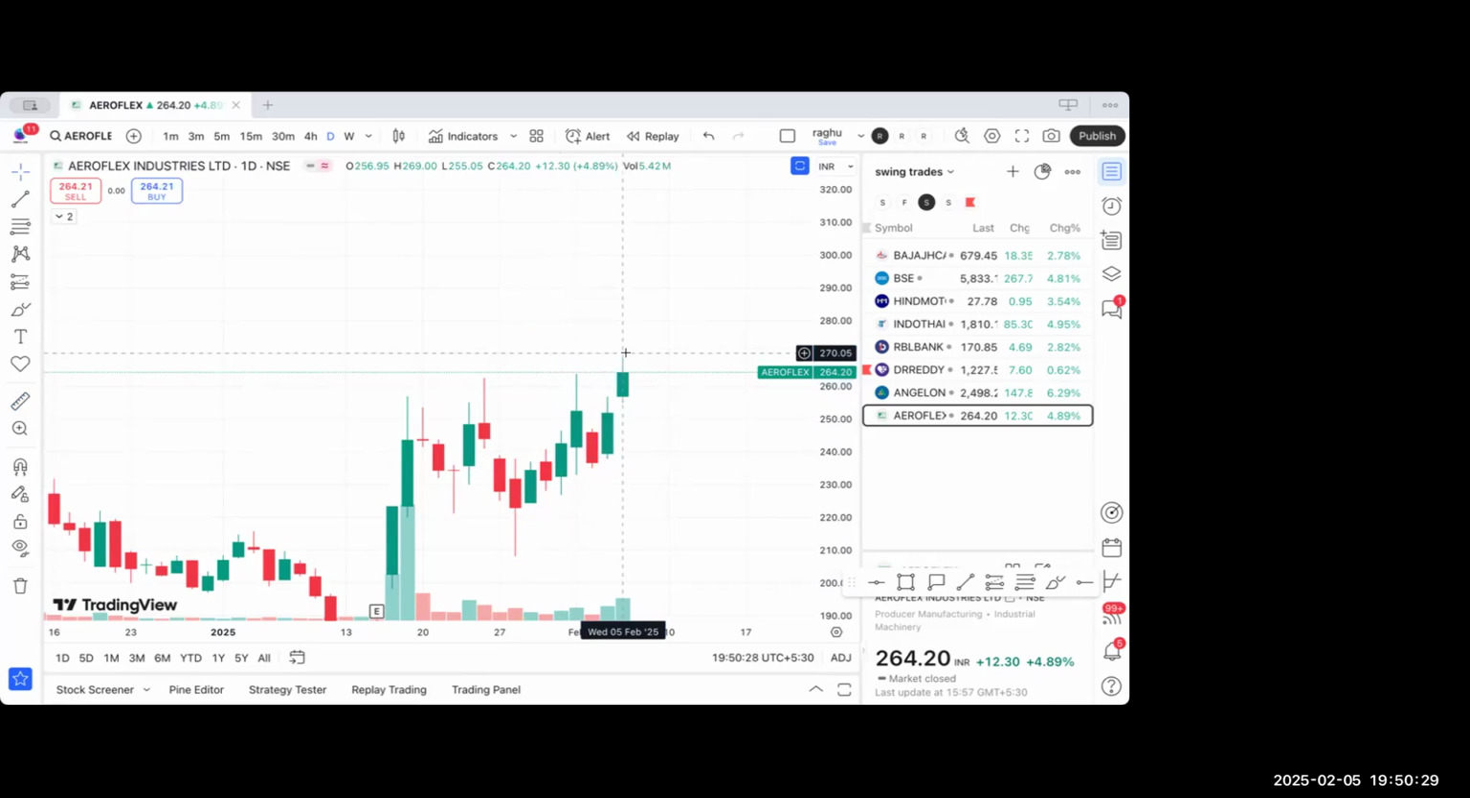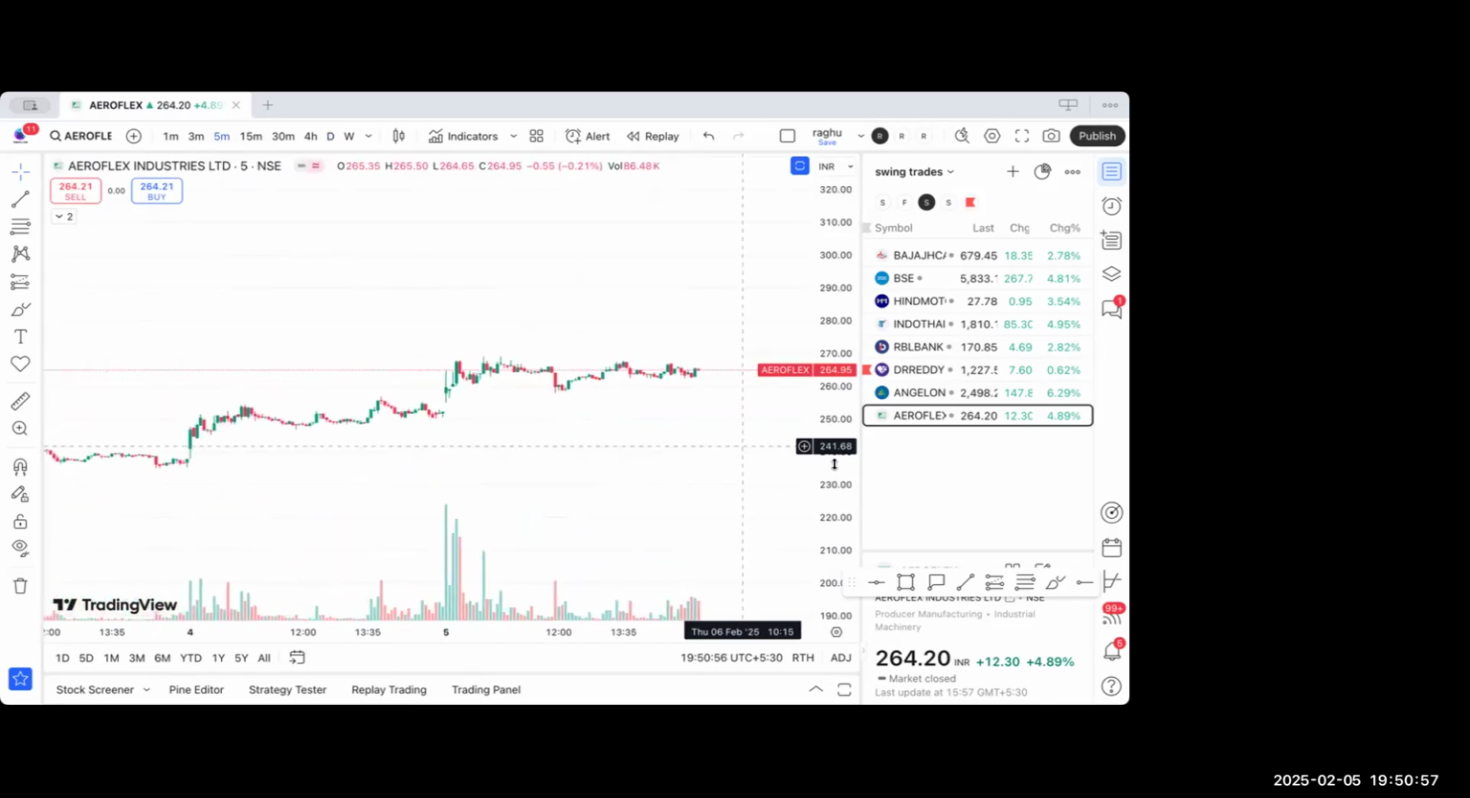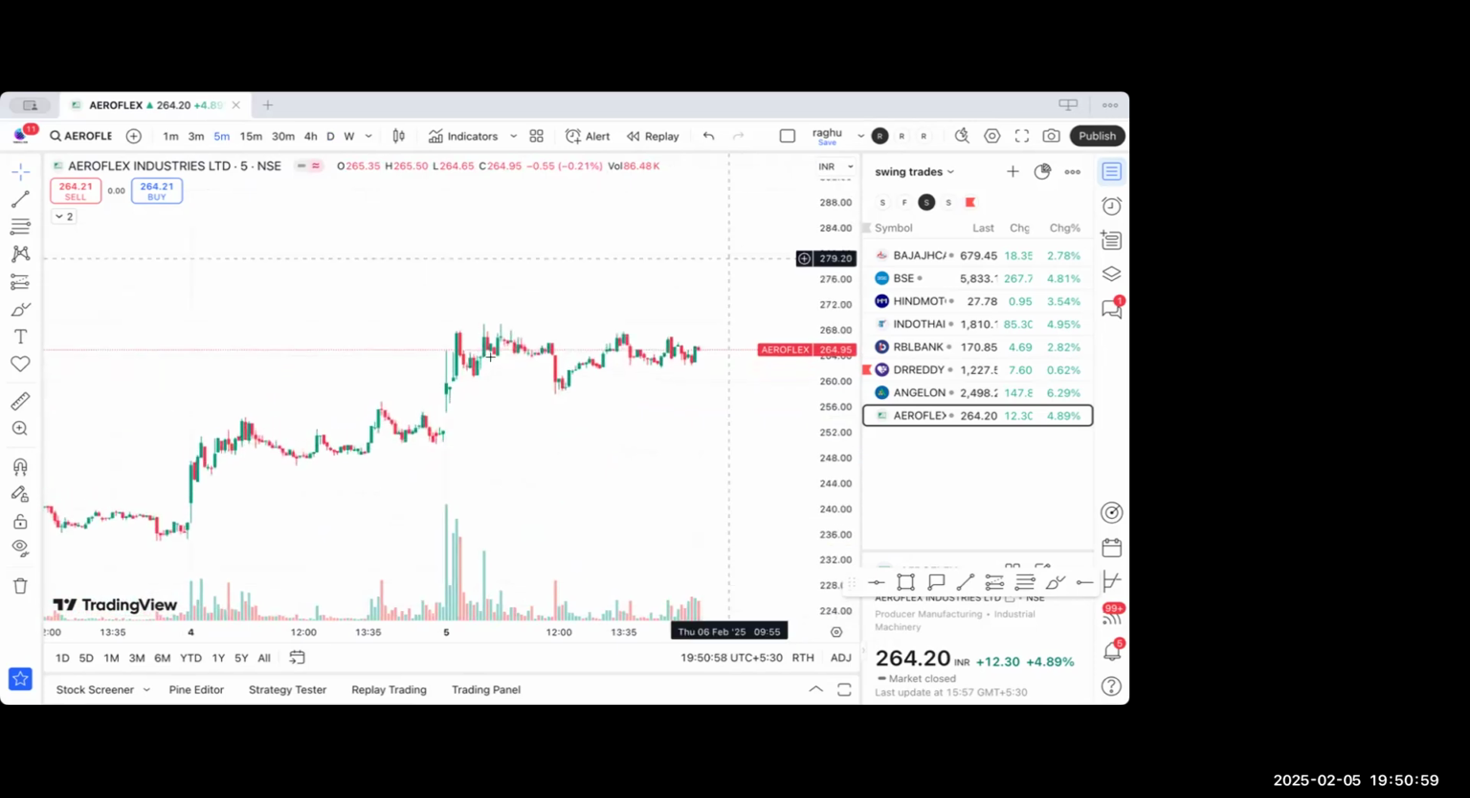One more stock was there. I'll show you, wait, I have old data. Kamat Total was also there 2 days back, in the breakout picks. This stock was there in both the scanners. Aeroflex. See, this is a swing stock. This is not an intraday stock. If you're taking it intraday, there is no intraday move.